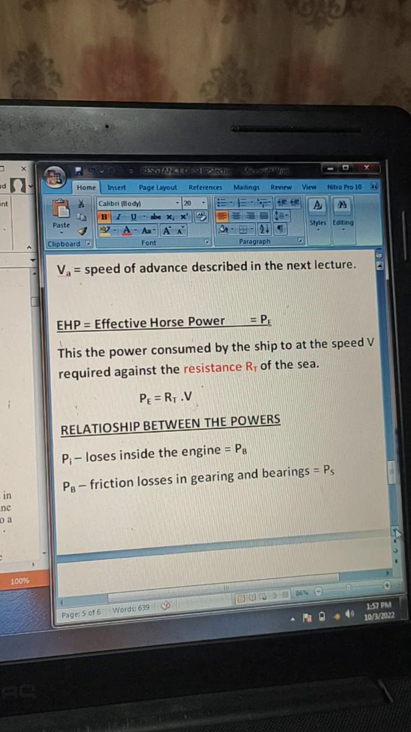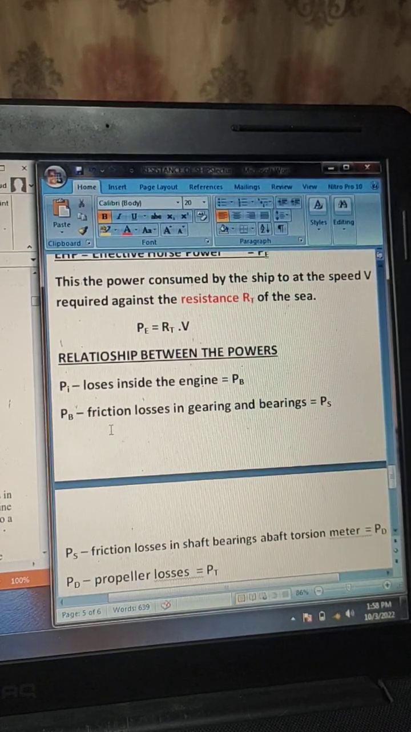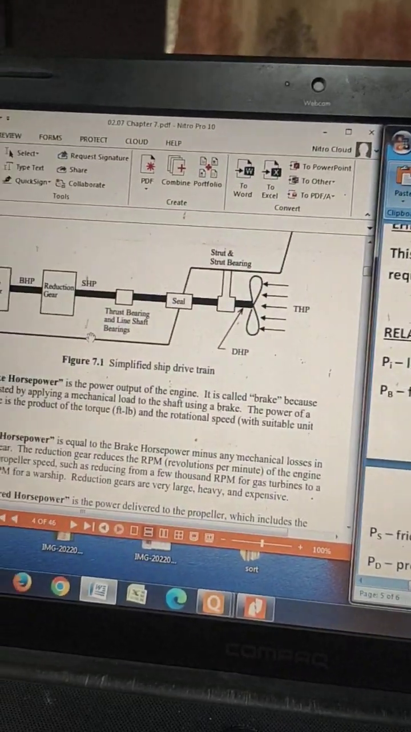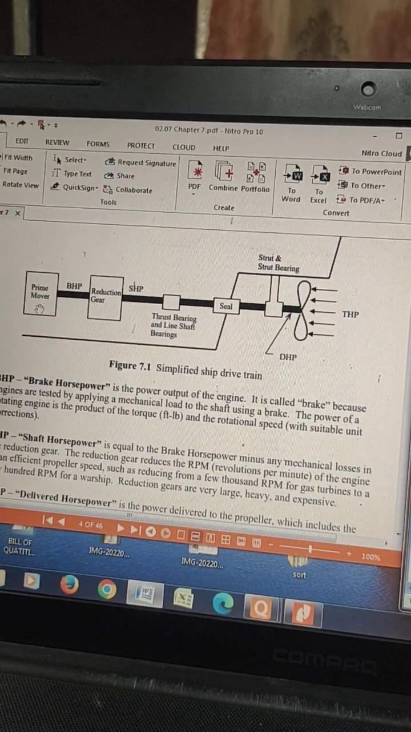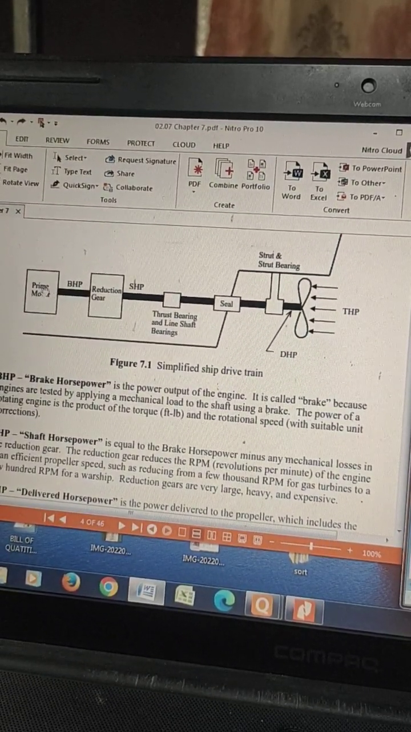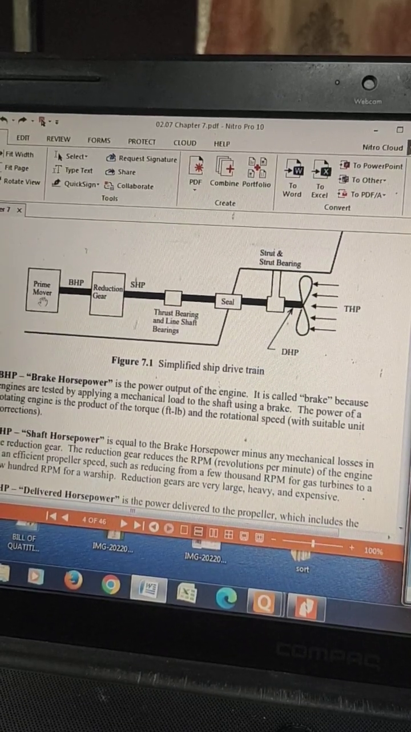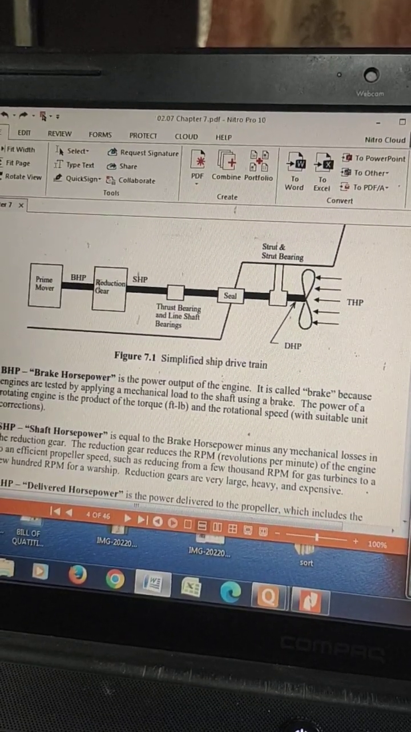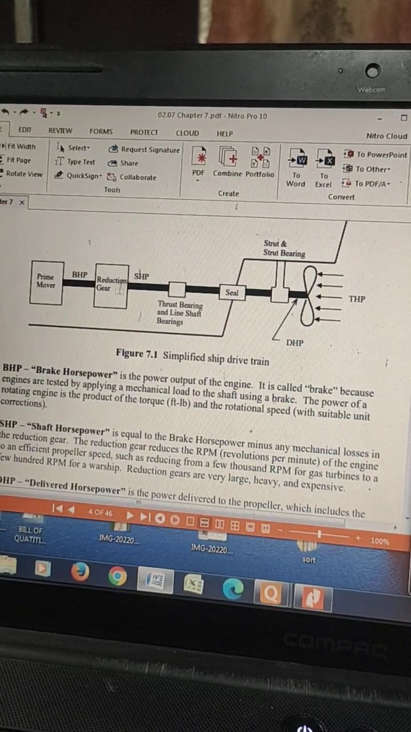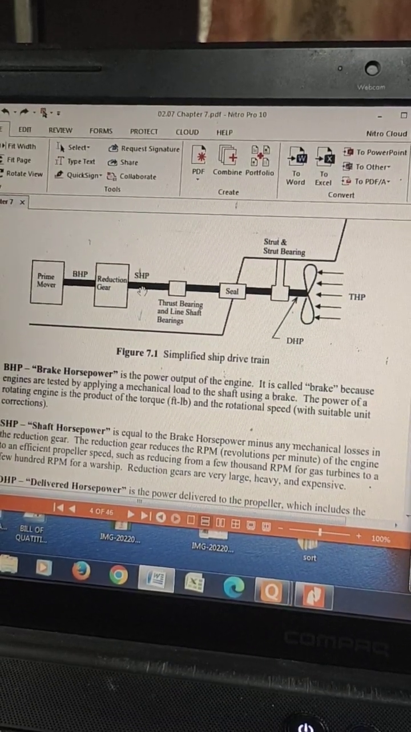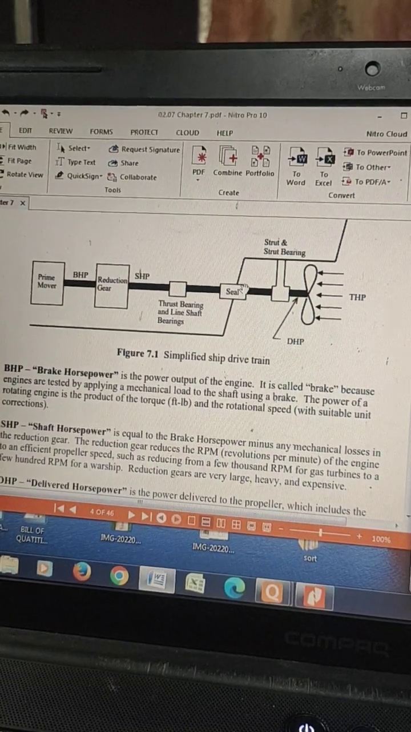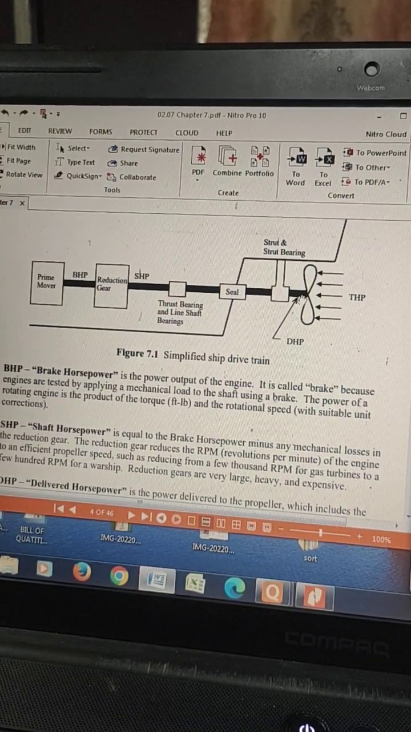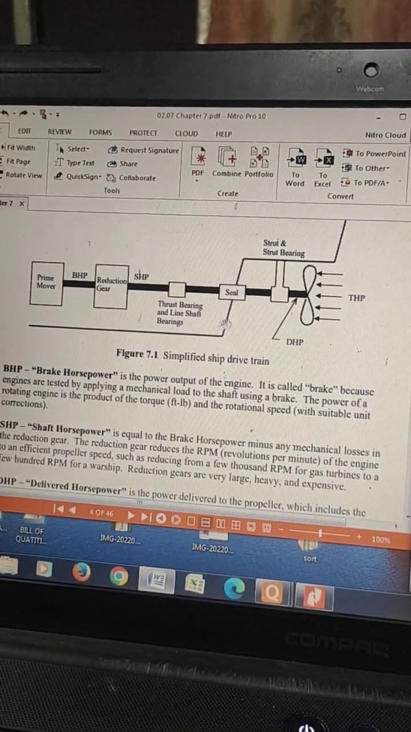Okay, then there's a relationship between these powers. When you have indicated horsepower that is inside the prime mover, if you subtract all the friction and every loss inside this engine, you will get the brake horsepower. The brake horsepower minus all the losses inside the reduction gear and bearings will give you the shaft horsepower. Then after all these bearings, the final power that is delivered to the propeller is given here. So it is minus all the losses here you get here.